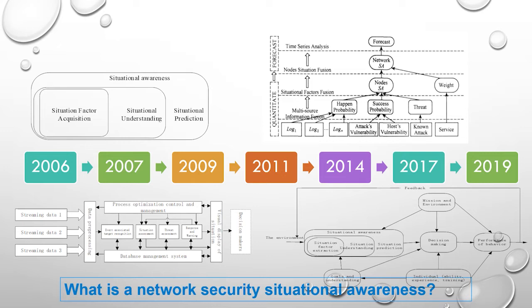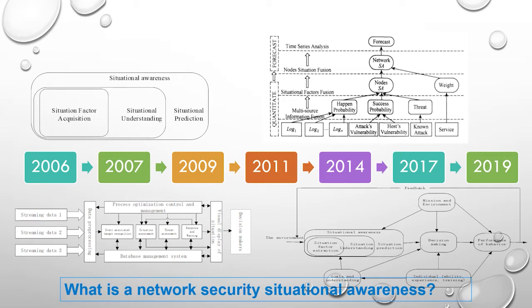In 2019, Xidian proposed the definition of NSSA as the extraction, understanding, evolution, and future prediction of security elements that affect the network situation in a large-scale network environment.